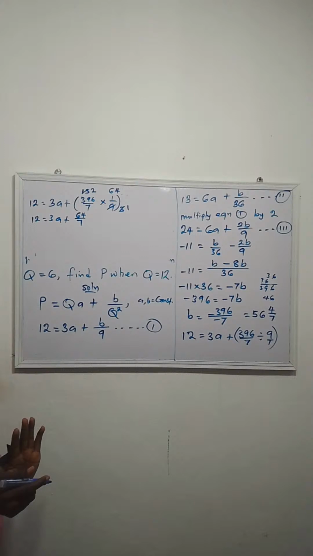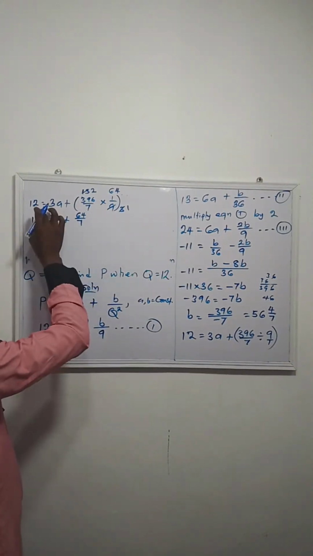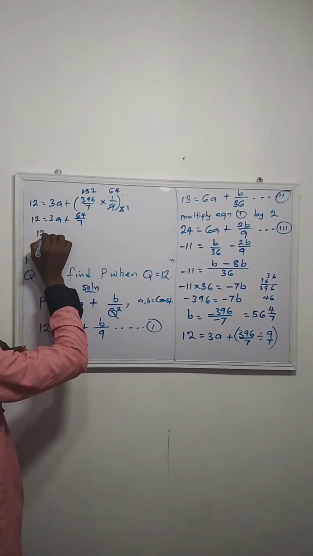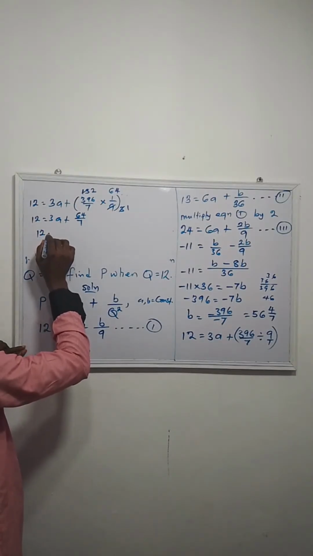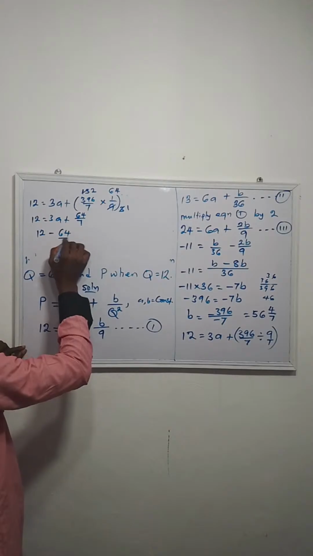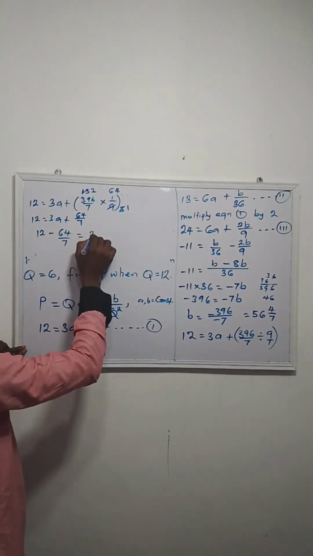Now, what's the next thing to do? We collect the like terms. So now let's move this one to this side. So we have 12 minus 64 over 7 equals to 3a.